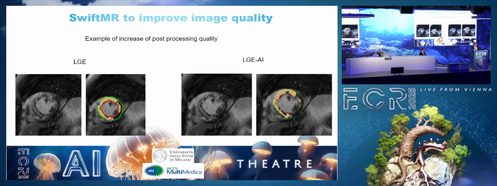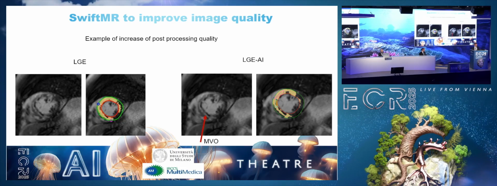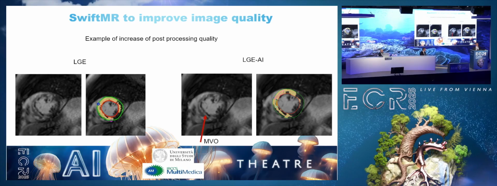And this is an example of the difference in terms of post-processing between the standard images and the AI late gadolinium enhancement images. As you can see here, there is no microvascular obstruction depiction here, but here we have an identification of the microvascular obstruction. That is the black line that you can see here. So with the higher quality, we can depict the microvascular obstruction better.